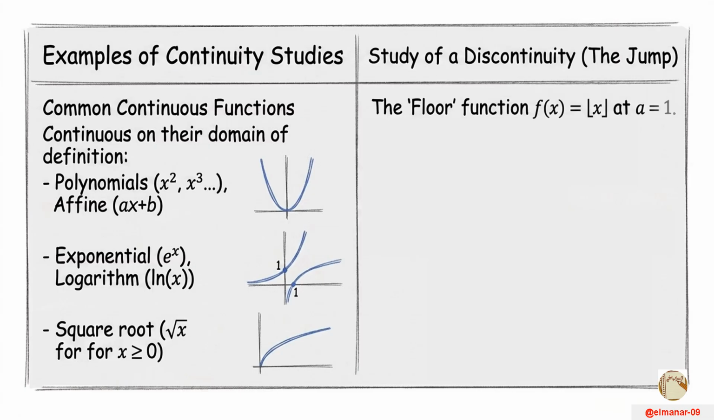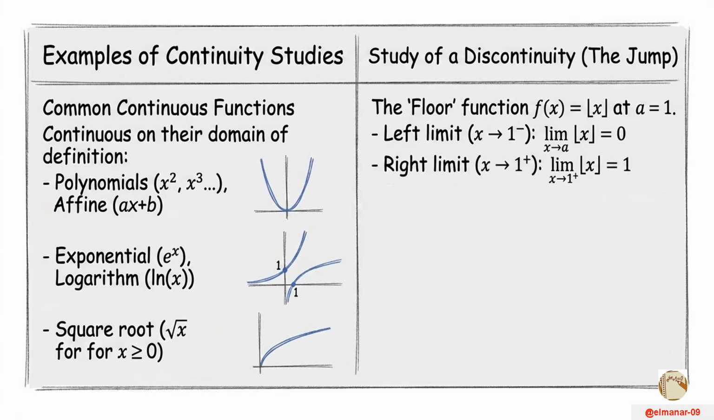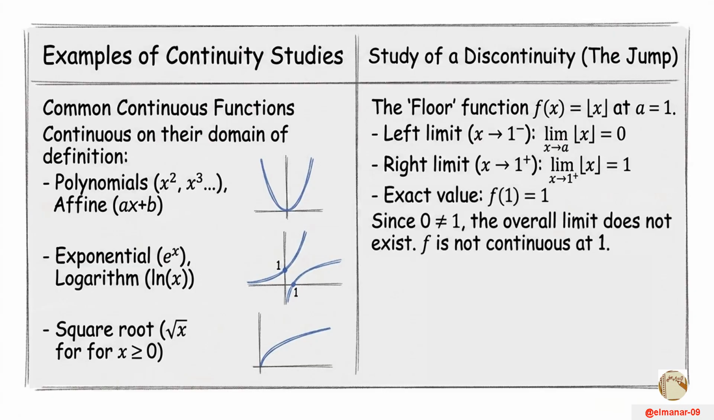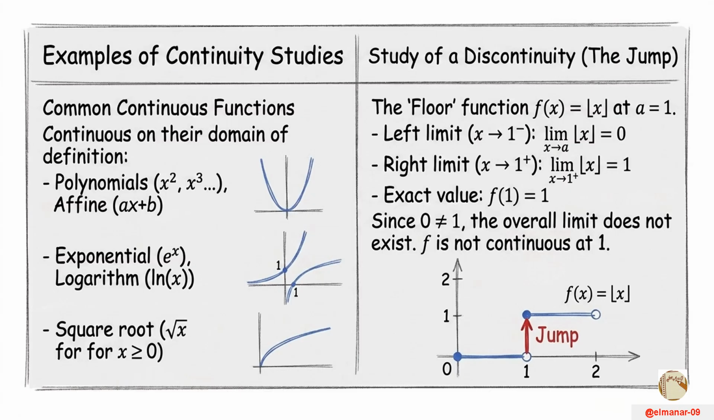But look at the floor function on the right. This function is a great example of a jump discontinuity. At x equals 1, the limit from the left is 0, but the actual value and the limit from the right are 1. Since 0 does not equal 1, the overall limit does not exist. There is a jump of 1 unit, so the function is not continuous at that point.